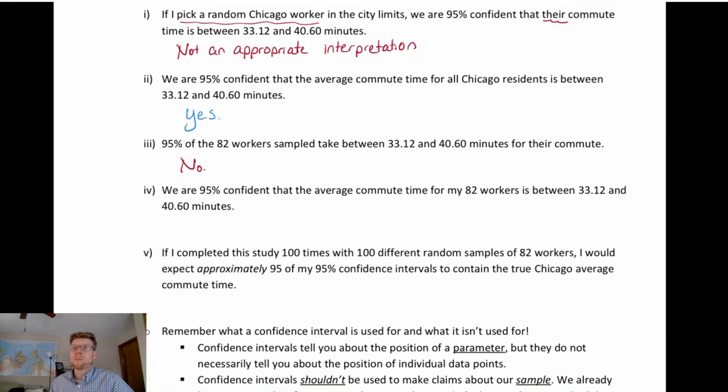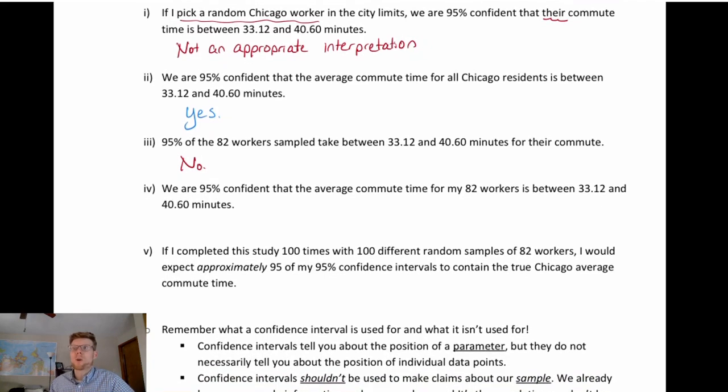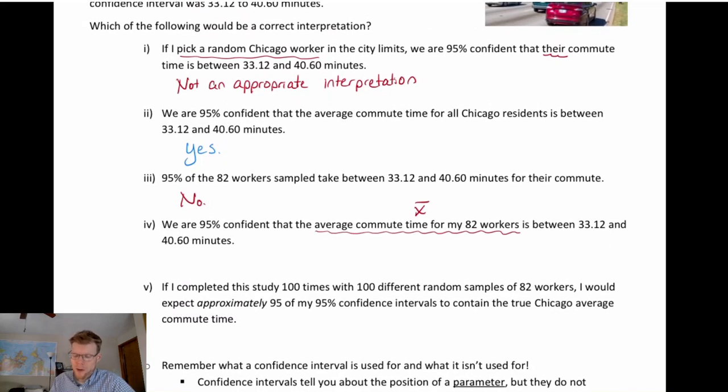The next one: we are 95% confident that the average commute time for my 82 workers is between these two values. Let's think about what this statement is. The average commute time for my 82 workers, that would be x bar. That would not be mu. Oh, you know what? Sorry, I always forget to fix this every time I teach this class another semester. Let's pretend that said workers. So you might be wondering, wait a second, that's not the same population, and you would be correct. So we're not making a confidence interval for Chicago residents.